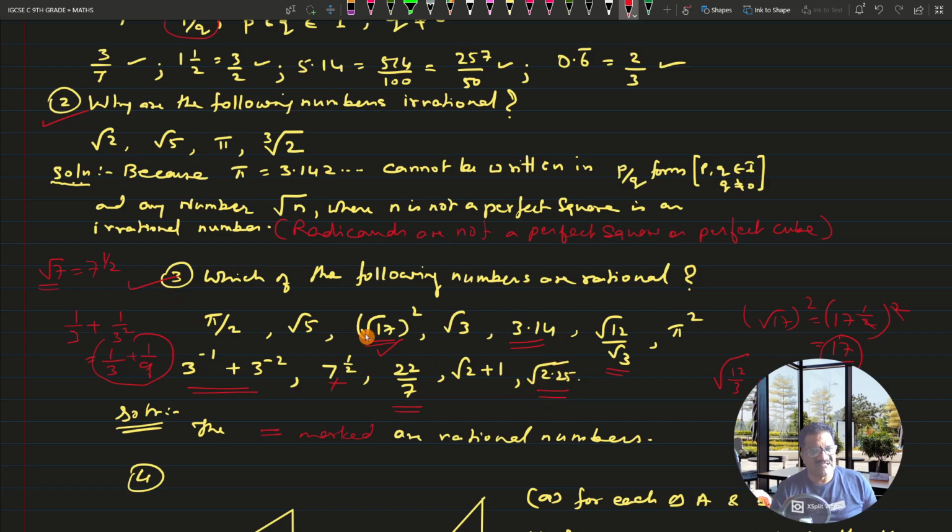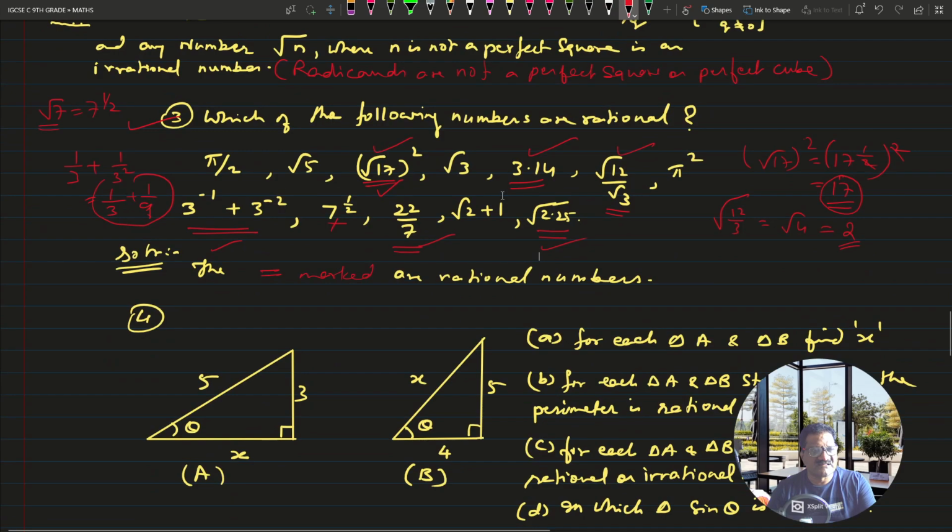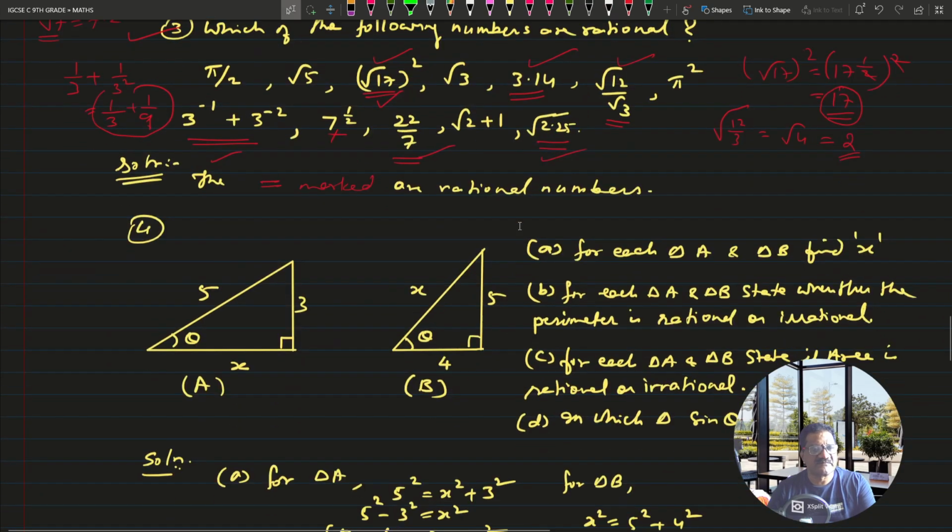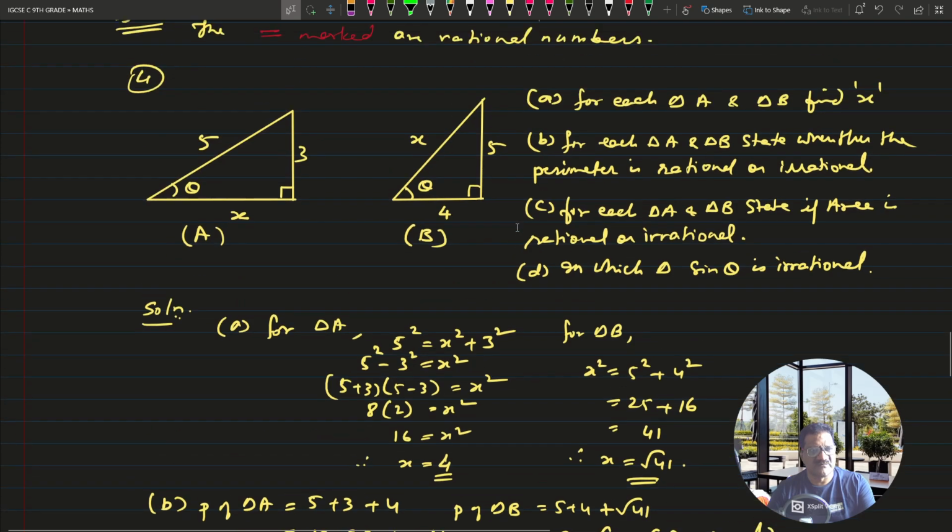So out of these, this is one which is rational, this is another which is rational, this is rational, this one is rational, this is rational, and this is rational. All others are irrational numbers. Okay. Now coming to our next question, that is question number 4.